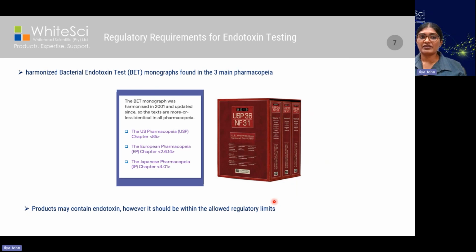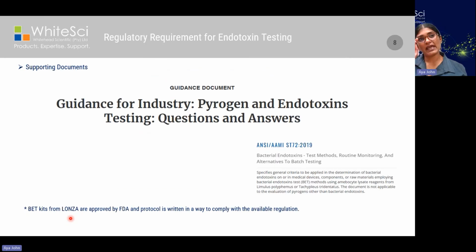And now moving on to the regulatory requirements. What do the regulatory requirements say? We have a harmonized bacterial endotoxin monograph that can be found in the three major pharmacopoeia, which is your US pharmacopoeia, European pharmacopoeia, and Japanese pharmacopoeia. All these three have harmonized study details, so more or less what you read in each pharmacopoeia would be the same. Just to highlight, products may contain endotoxin. However, it should be within the allowed regulatory limit. Endotoxin is not something we can get rid of, but the aim should be for us to keep it to the very minimal amount.